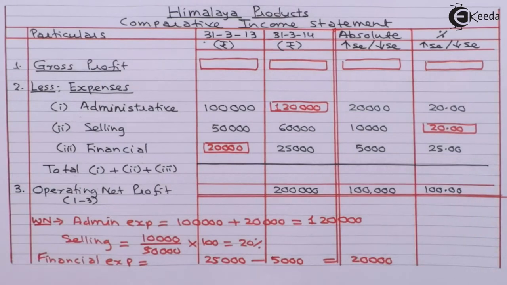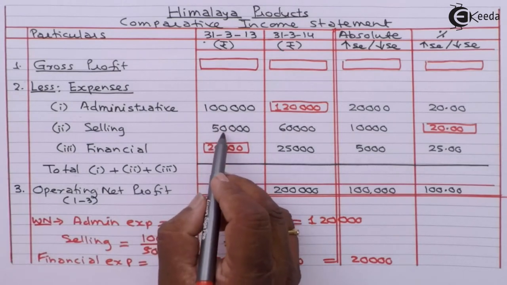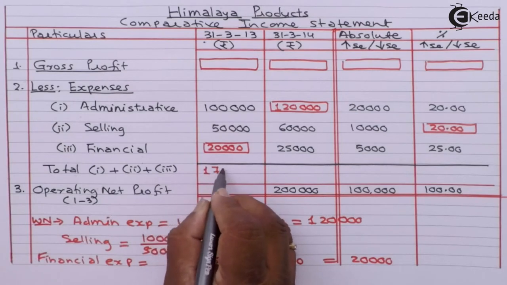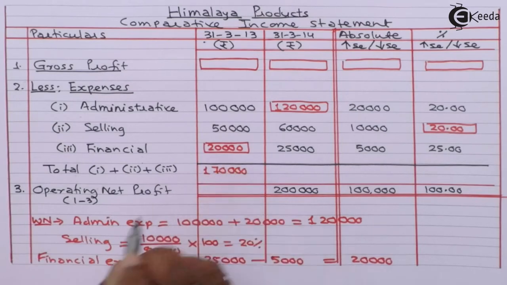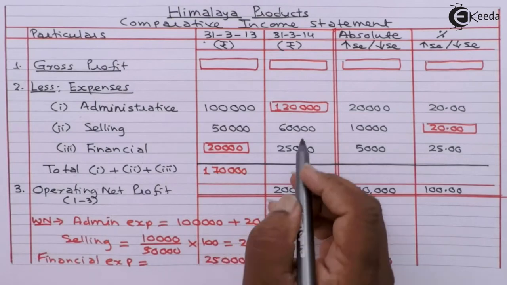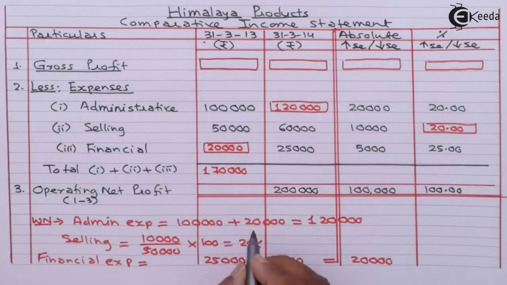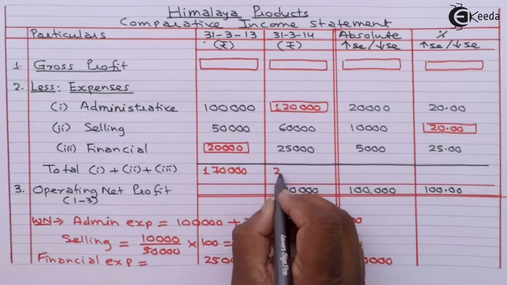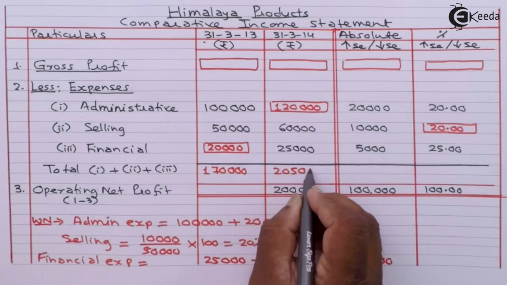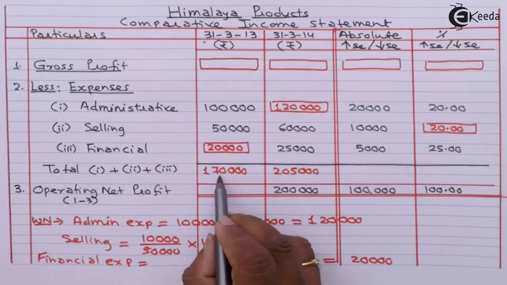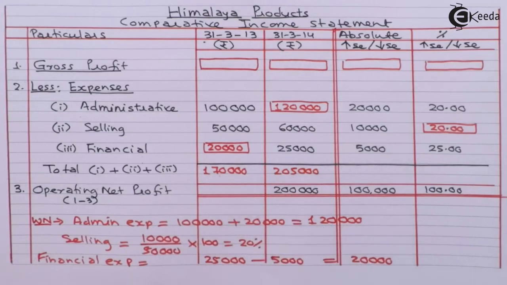We can add now all operating expenses. 1 lakh plus 50,000 plus 20,000, ₹1,70,000. 120 plus 60 plus 25, ₹2,05,000. It is 170, it has become ₹2,05,000. So there is an increase of 35,000.